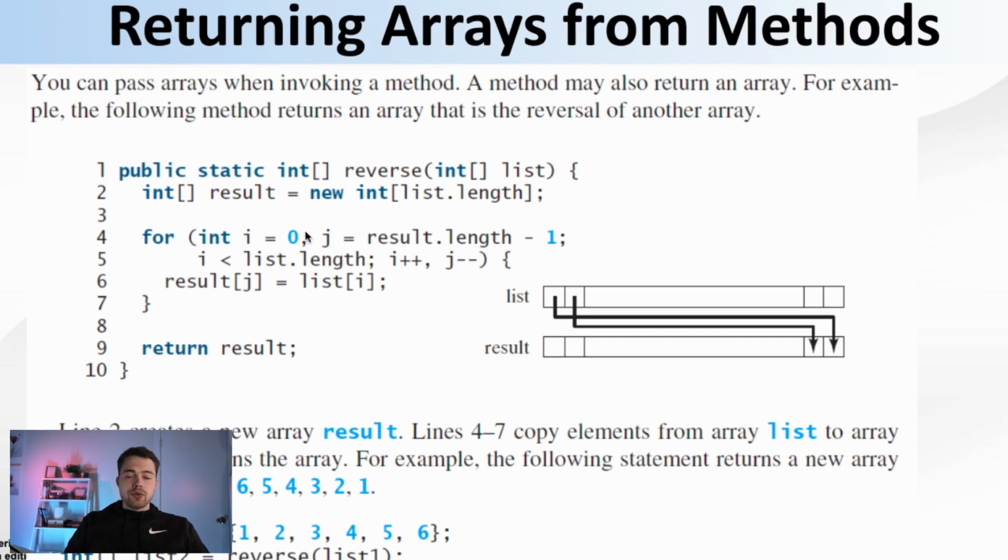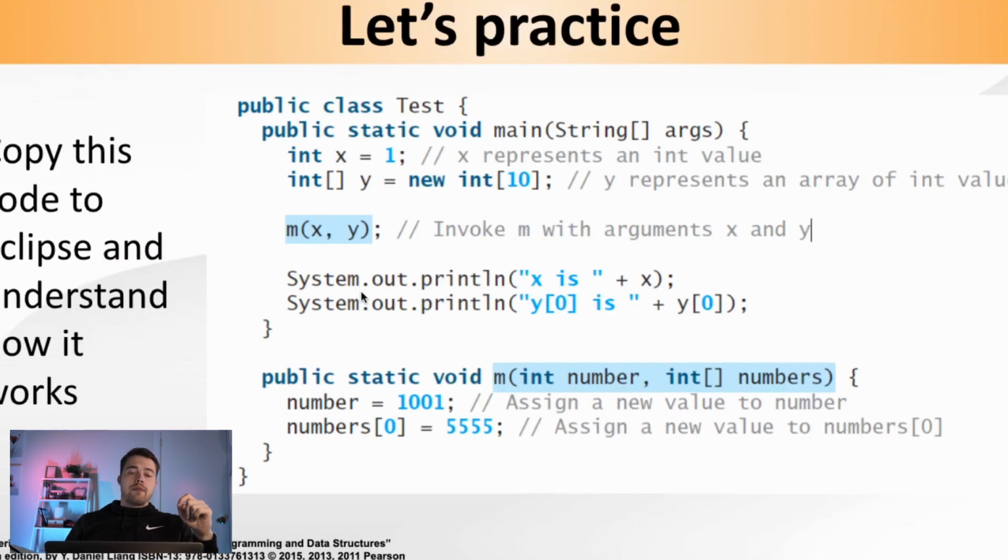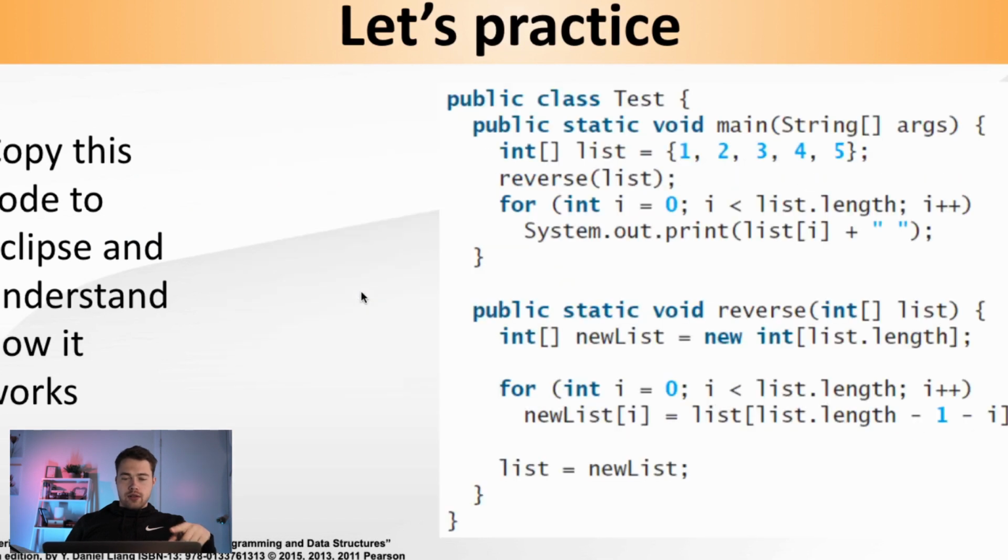It's possible to have a list of statements in each section of the for loop. So here you see we have i is equal to 0 and j is equal to result.length minus 1. We're basically creating two variables instead of one. Memorize that syntax, it's very useful. I is less than list.length, so in the second section of the for loop there is only one statement, and then in the third section i plus plus, j minus minus. And then result of j is equal to list of i.